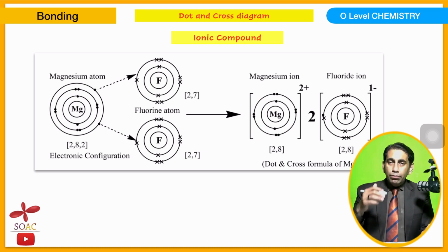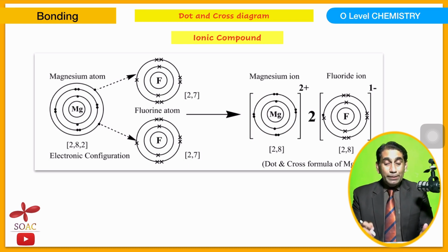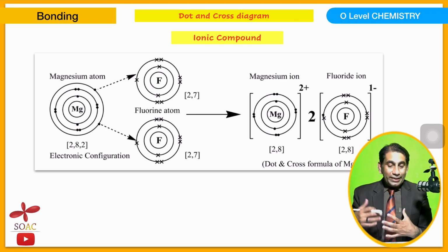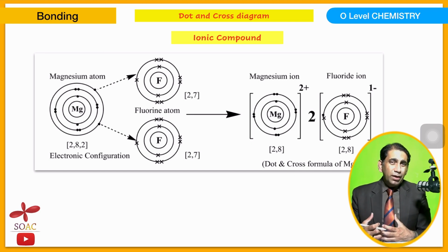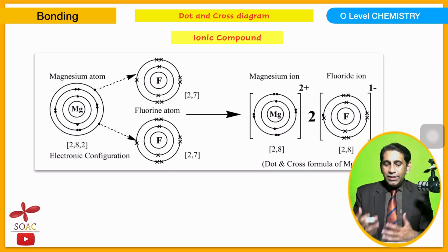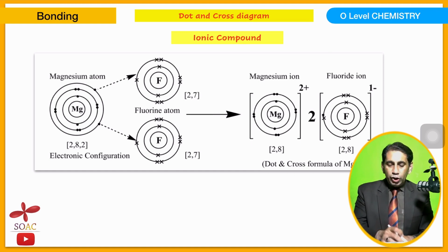This outermost electron shell now has eight electrons. Its structure is quite similar to that of the noble gases, like neon, krypton and so on. Now this magnesium ion is, you could say, immortal. It is a more stable ion as compared to its parent magnesium atom.